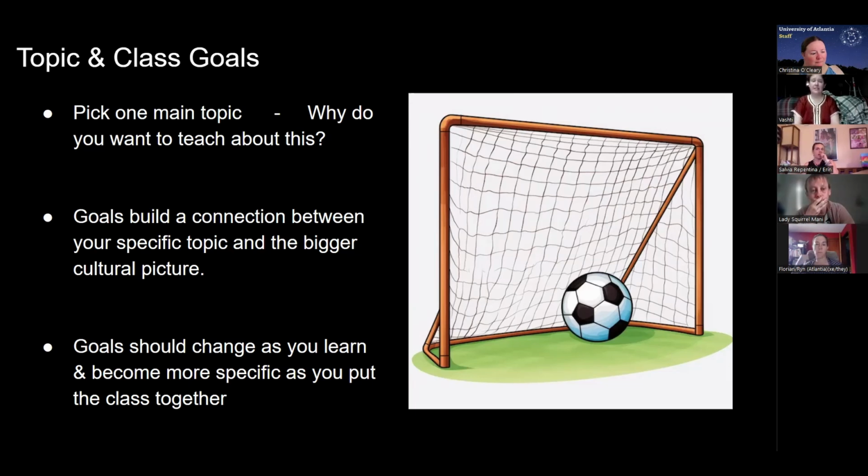The cultural connection statement can be the hardest one. This is where you're building a connection between your specific topic and that bigger cultural picture. And this is really where teaching a culture class rather than teaching a hands-on or an activity-specific class is very different. Because if you're going to learn the thing, you're going to learn the thing. And that's the point of the class.